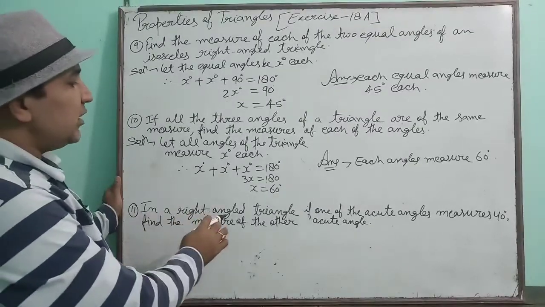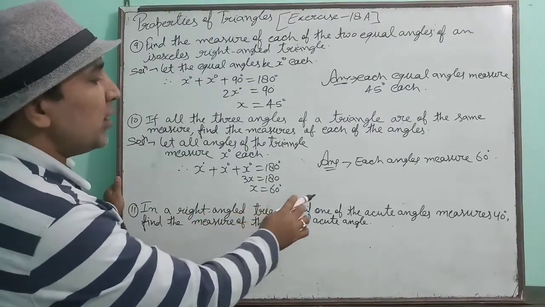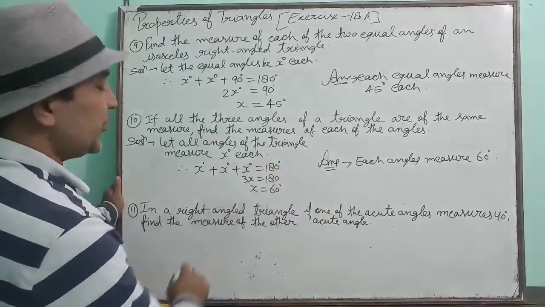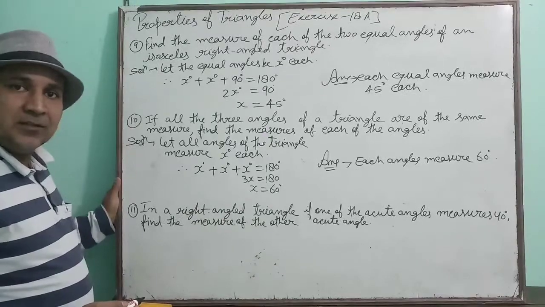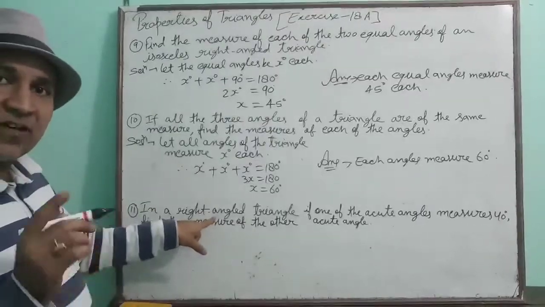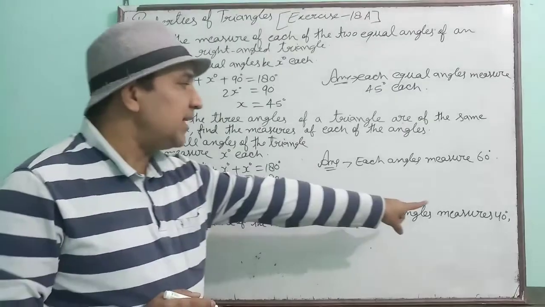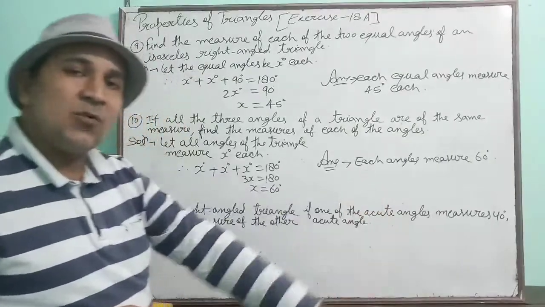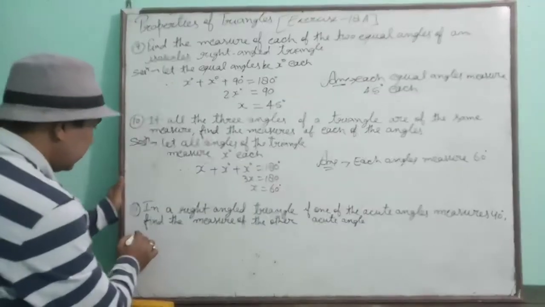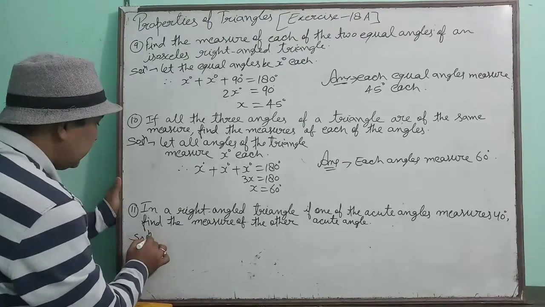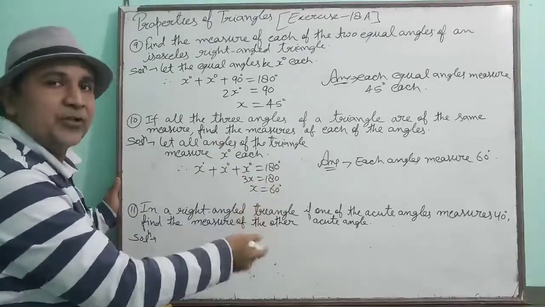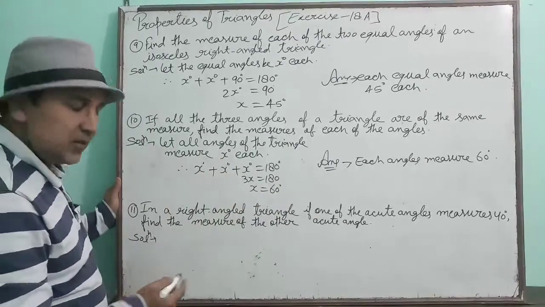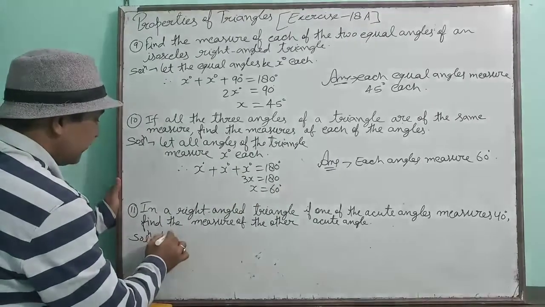Now see the question number 11. In a right angled triangle, if one of the acute angles measures 40 degree, find the measure of the other acute angle. Children, right angle means one angle is 90 degree, one acute angle is 40 degree. So what will be the second acute angle? I hope you can do it orally. First is 90, second is 40, then what will be the third angle? But see how to solve.